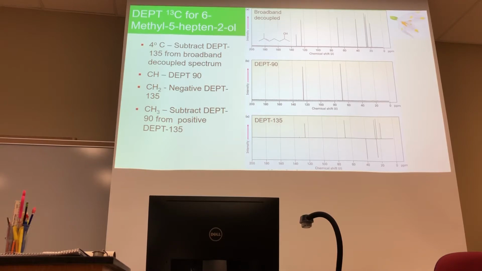Now, the thing that we see is the DEPT 90 only has this, and the DEPT 135 only has this. That means this one must be what? Quaternary. Okay, everyone following along? It must be quaternary. We got it?